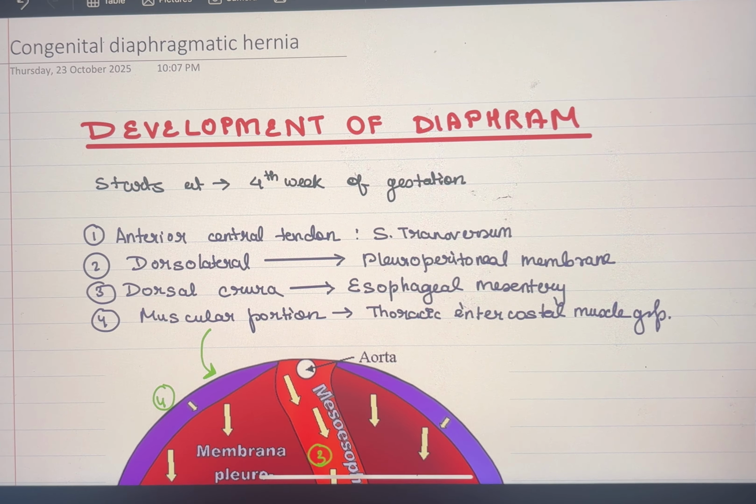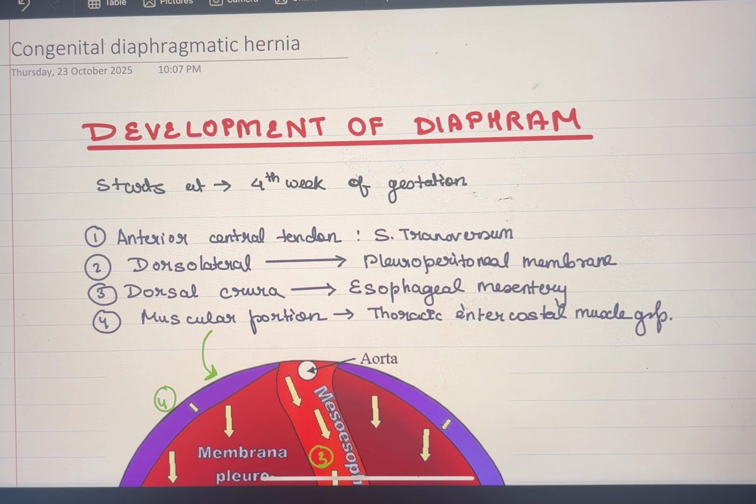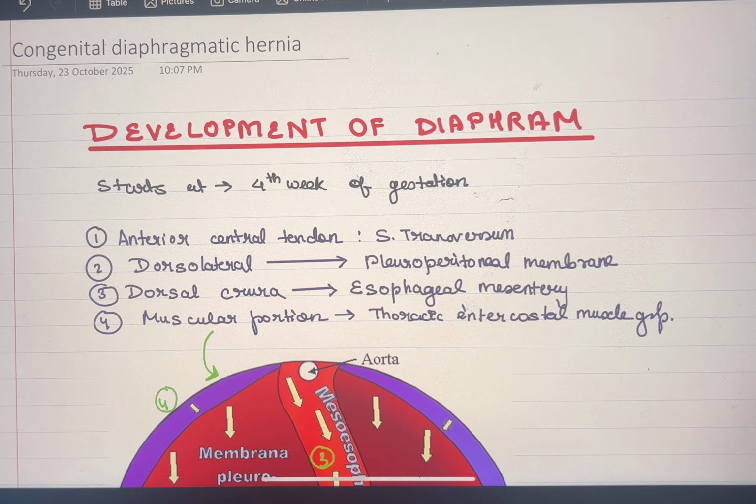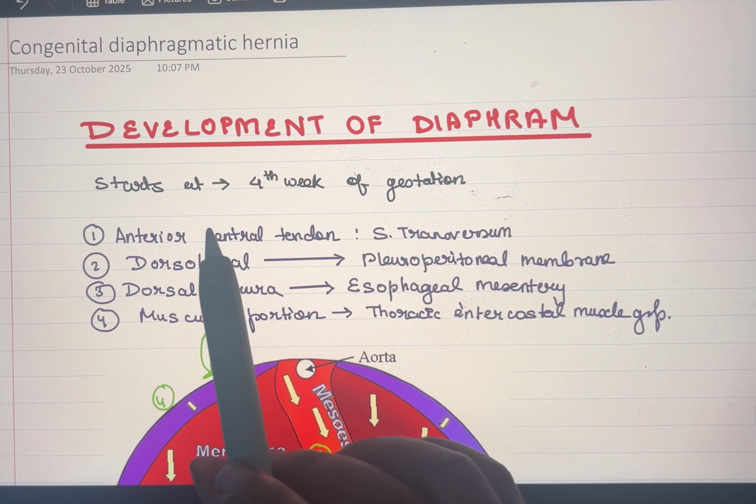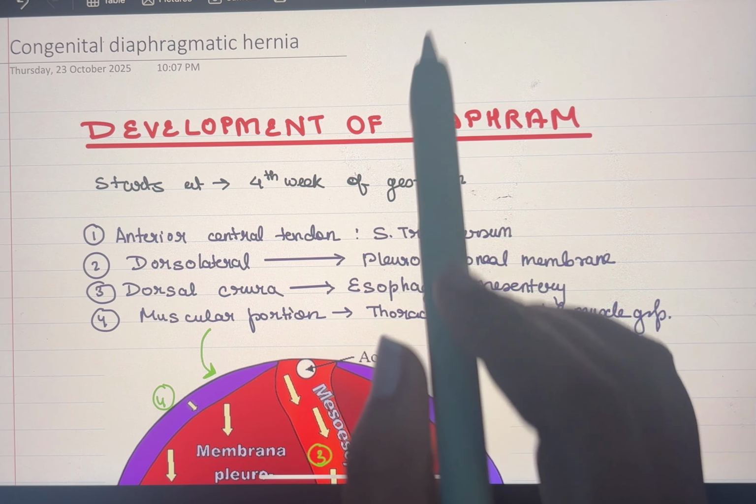Hello doctors. Today our topic of discussion is congenital diaphragmatic hernia. Before going into the congenital diaphragmatic hernia proper, we will see the development of the diaphragm. Development of the diaphragm starts at the 4th week of gestation.